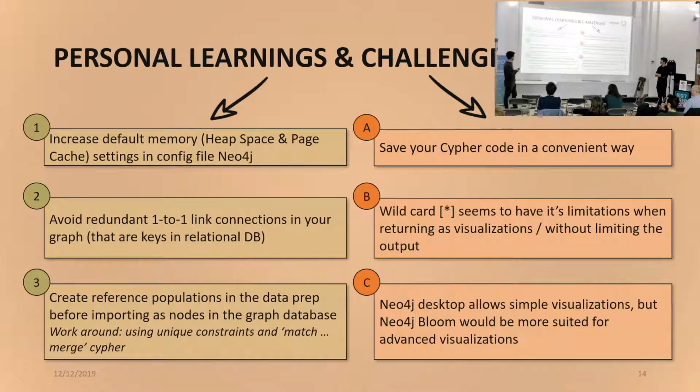Third was that you need to import the nodes, like I showed on the one graph with the customers, the reservations.